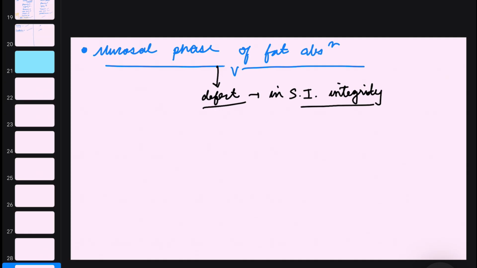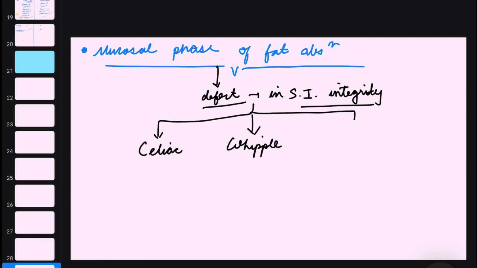Hope not lengthy conversation that we had. So anyways, what are the problems that we can have as far as defect in the small intestine integrity is concerned? This is very simple. 3 diseases: celiac disease, Whipple's disease, and tropical sprue.